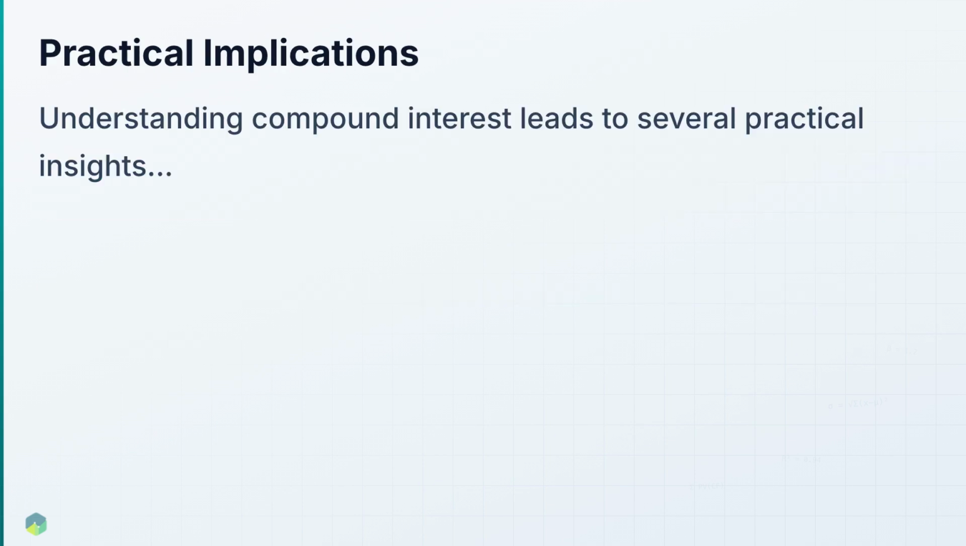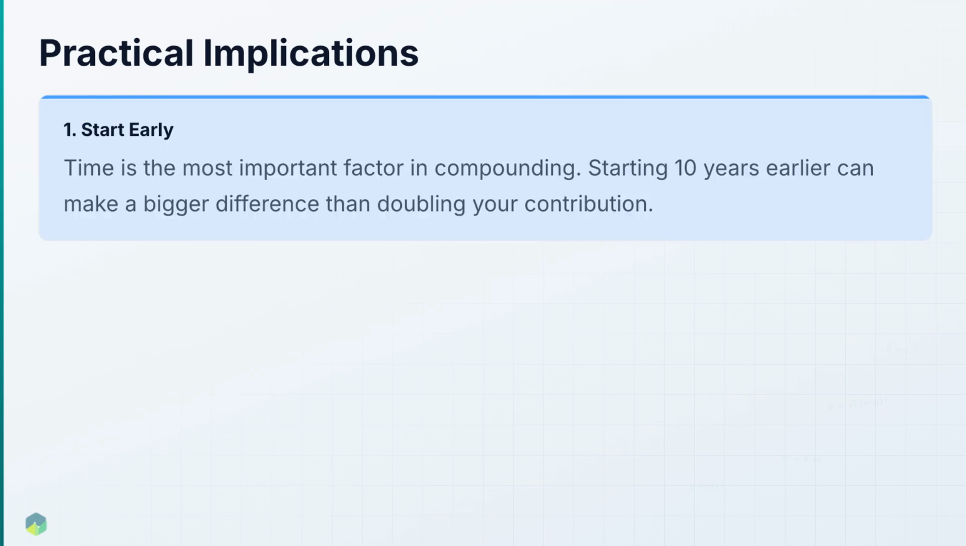So what are the practical takeaways from understanding compound interest? Let me walk you through the key insights that can help you build wealth. First, start early. Time is the most important factor in compounding. Starting 10 years earlier can make a bigger difference than doubling your contribution. Remember our example of the 25-year-old versus the 45-year-old.